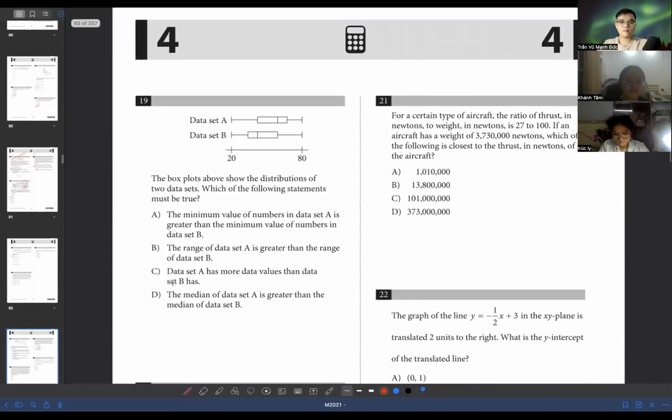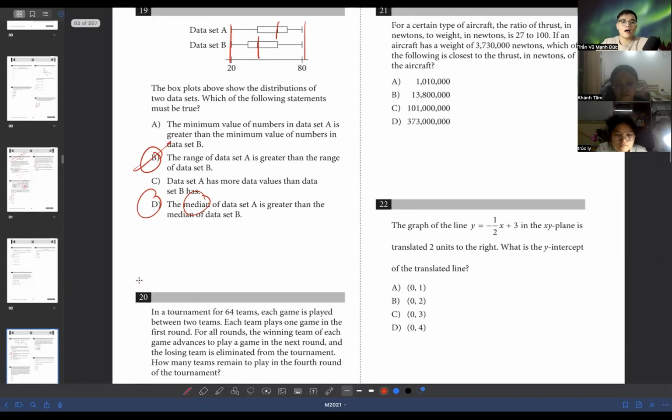19 to 21. Lina? 19B. The range of data set A is greater than the range of D. All right. The median. Oh, this makes more sense. The median is this one, right? But the range stays the same. So D. A is greater than B. All right. 20.